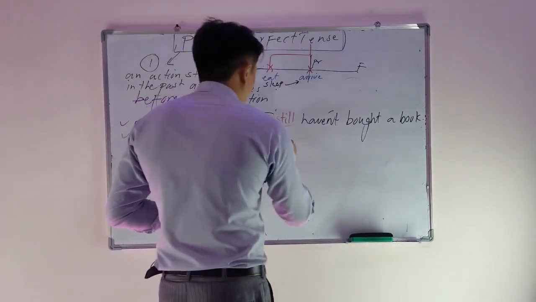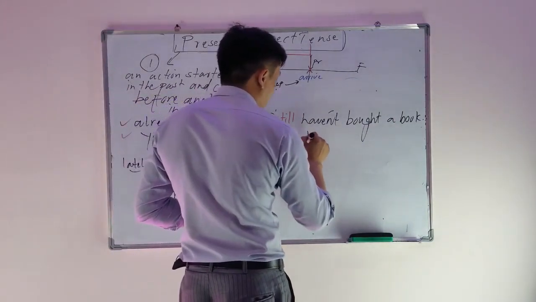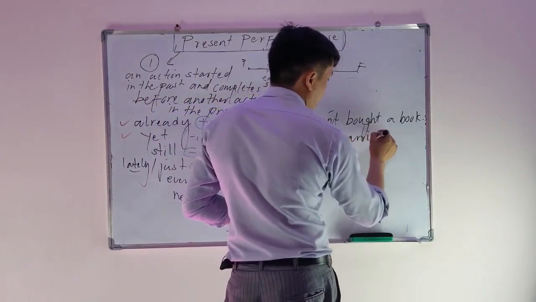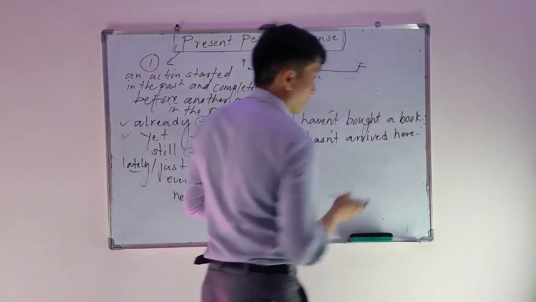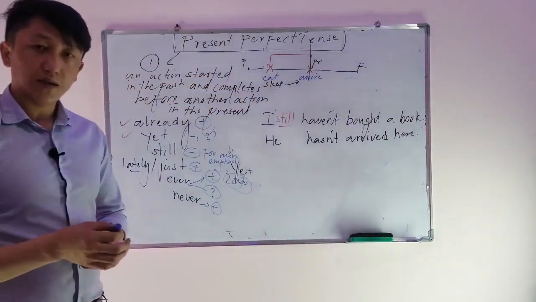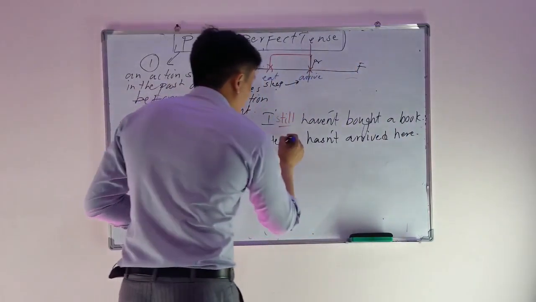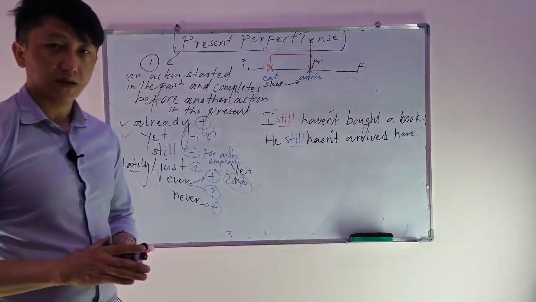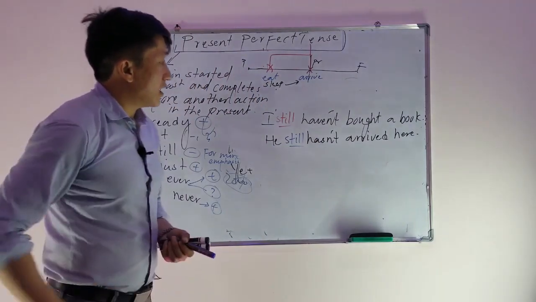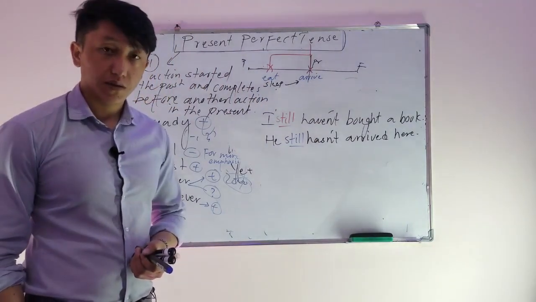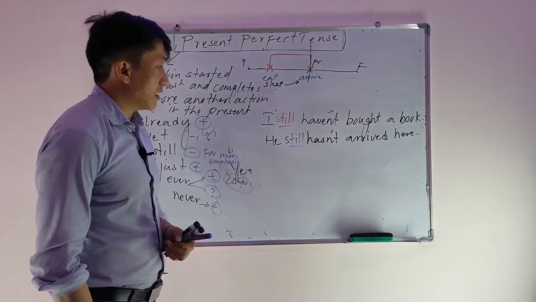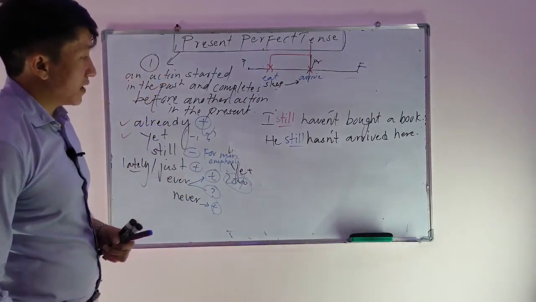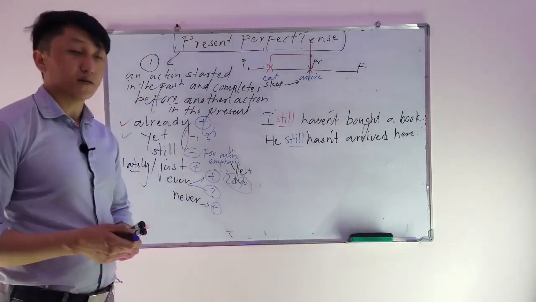Or the next one, for he, we can say, for example, he hasn't arrived here. Now, if I want to use still, what should I use here? I have to use it before that one. What do we say here? He still hasn't arrived here. We don't say I haven't still bought a book, and we don't say he hasn't still arrived here. So we have to use it after the subject, before the auxiliary verb.